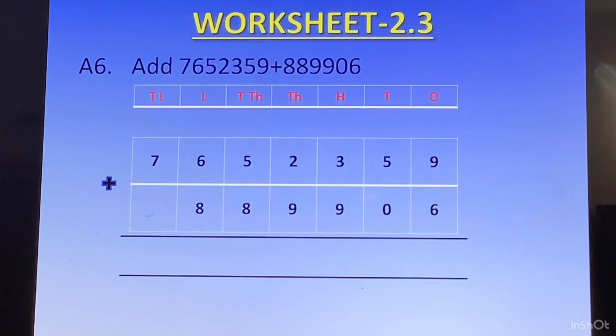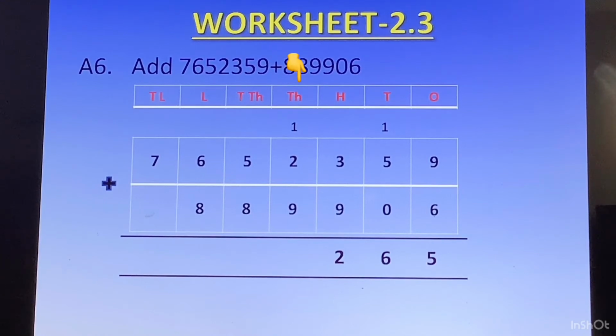Here we'll add 7652359 and 889906. We'll start from the ones column. 9 plus 6, 15. Now we'll not write the entire 15 at the bottom of the ones column. We will write 1 at the top of the tens column and 5 at the bottom of the ones column. Then we have 5 plus 1, 6. After that we have 3 plus 9, 12. 1 will go at the top of the thousands column and 2 will come at the bottom of the hundreds column.